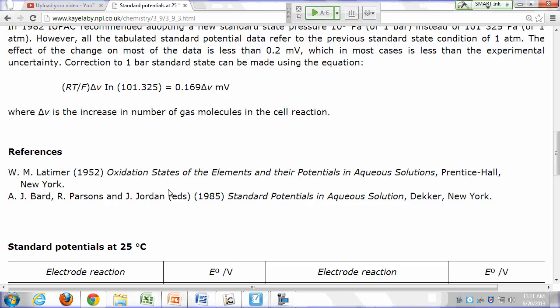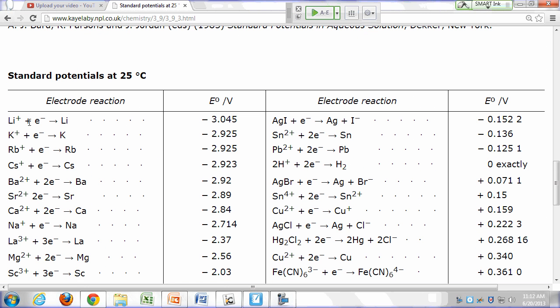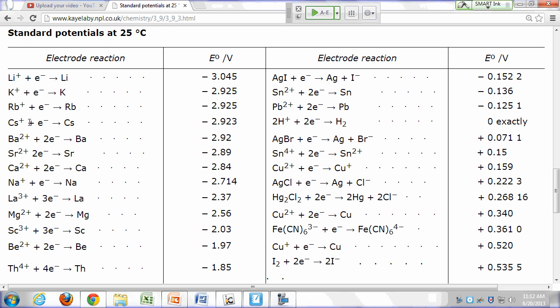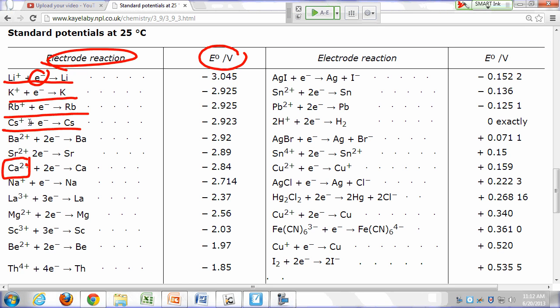You have a list of all the most commonly used half reactions. They're called electrode reactions, for reasons that will become clear later. So these are all listed as reduction. Notice, they're all listed as reduction. You have electrons on the left side. And what you have tabulated here is what is known as a standard reduction potential. So for example, the standard reduction potential for calcium ion is negative 2.84, and the unit here is volts. So that's a standard reduction potential.